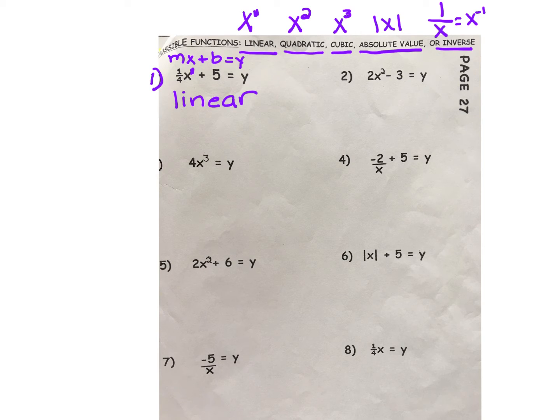If you take a look at number 2, we see that x is to the second power. Well, this is a quadratic equation.